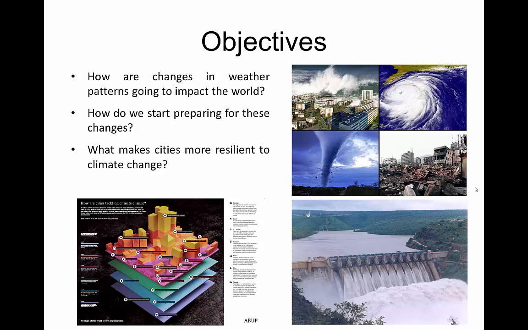Therefore, it is essential to identify the ability of a community to prepare, plan for, absorb, recover from, and more successfully adapt to adverse events, which is defined as resilience by the National Research Council. Therefore, our application is aimed at fulfilling the following three objectives. First, how are the hazards going to impact the world? Second, how do we start preparing for these challenges? Lastly, what makes cities more resilient to climate change?